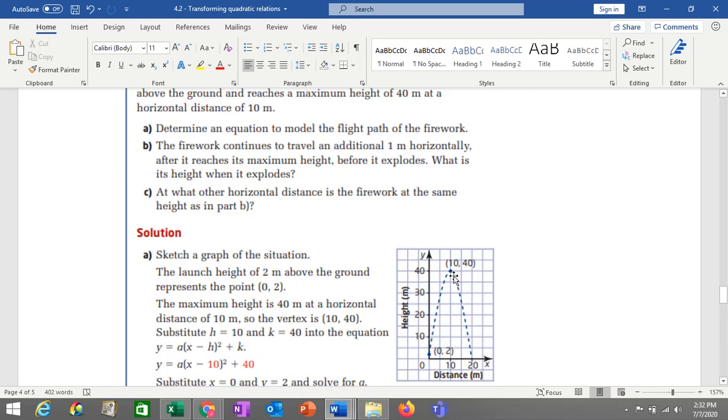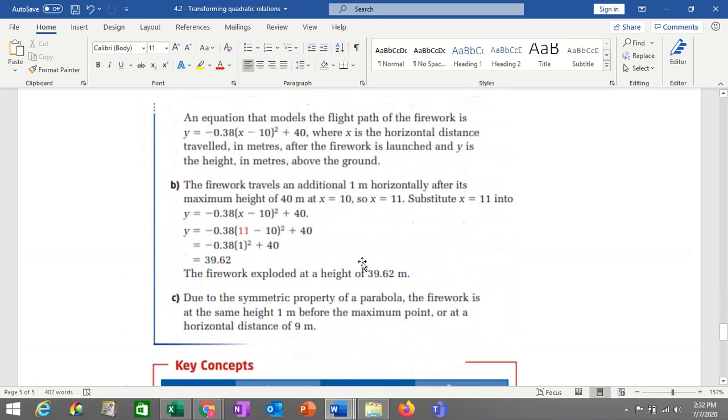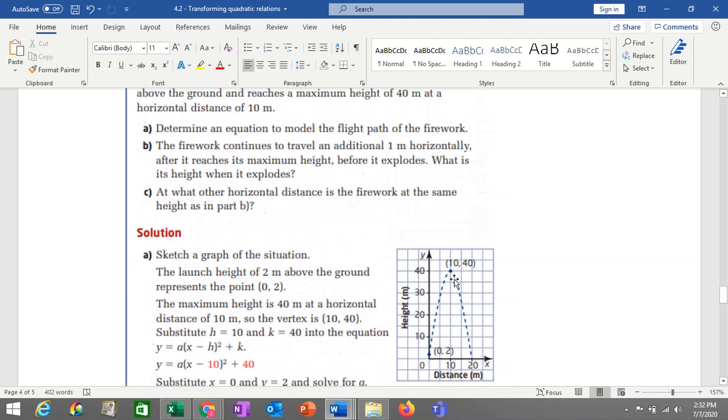So the firework will explode somewhere here. If your maximum height is at 10, you move to the right by 1. You're at 11, 39 point, what was it? 39.62. Okay, so this question is saying, where else are you at 39.62? This is basically just getting you to think about the symmetry of parabolas. If you're at 39.62 here, you would also be on the other side at 39.62. The axis of symmetry runs through the vertex. So if you go from 10 to 11, you're at 39.62. If you go 1 to the right of 10, you're at 39.62.